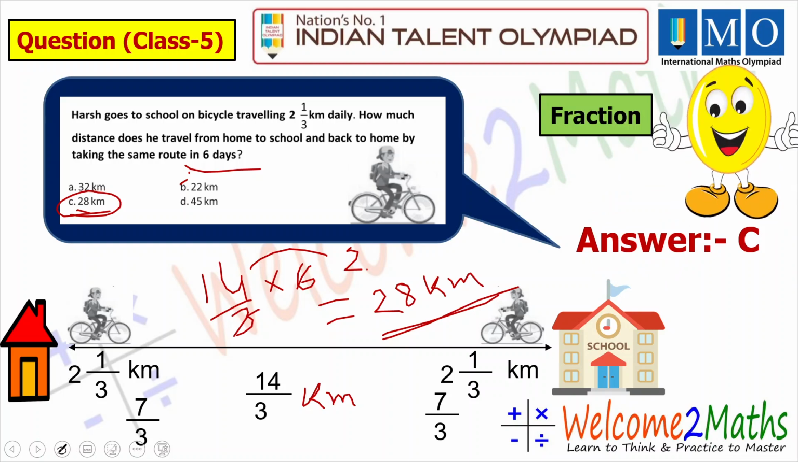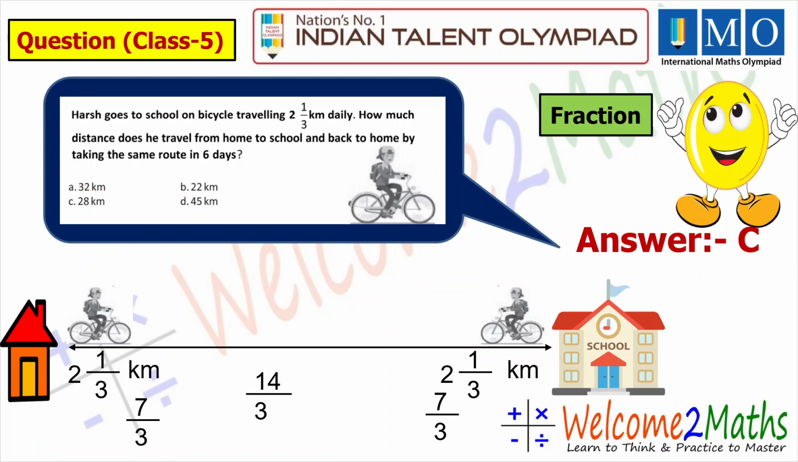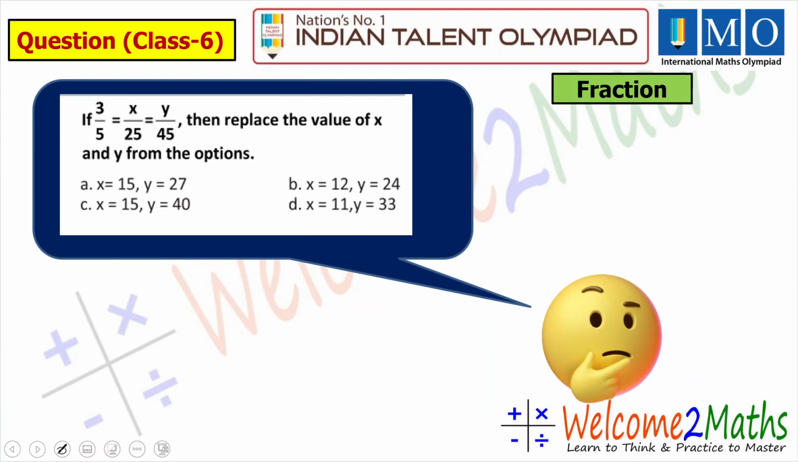Now let's move on. Let's solve one more interesting question, and this question is from class 6. So here is an equation based question. At first try to solve this. So dear children, did you get your answer? Now let's check the answer. Our question is, if 3/5 is equal to x by 25 is equal to y by 45, then replace the value of x and y from the options. We have 4 options, and we have to find out which one is correct.